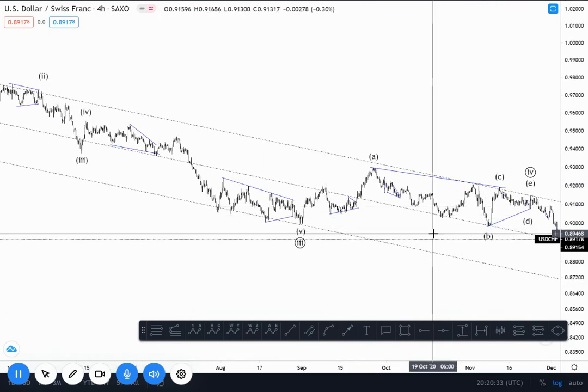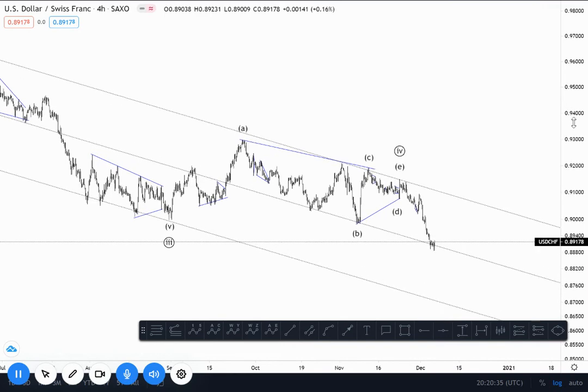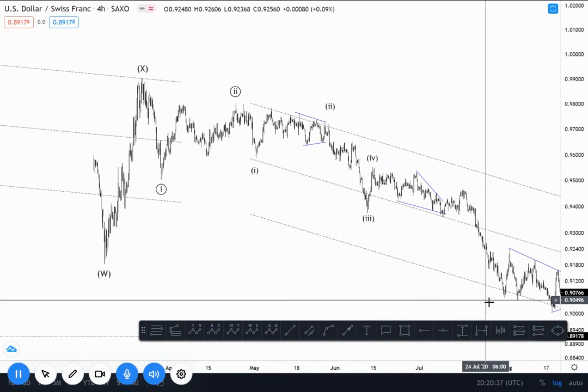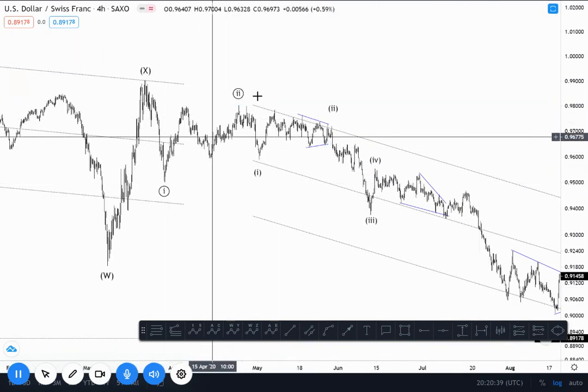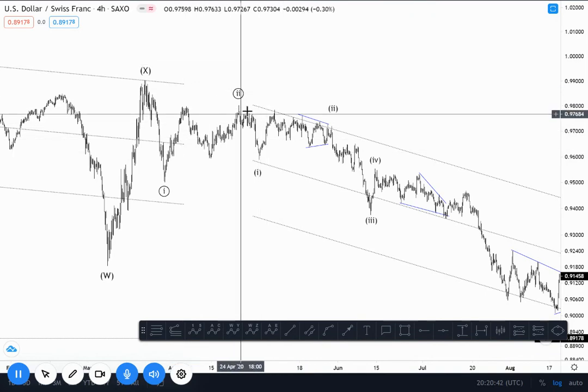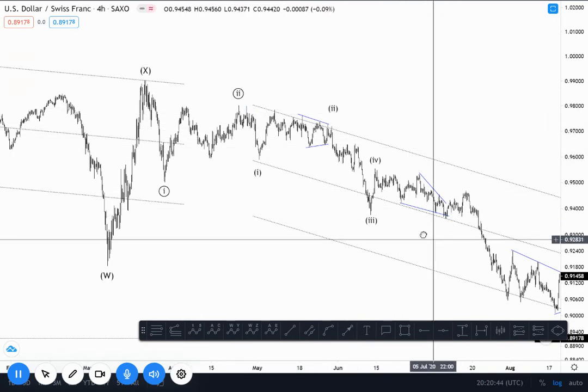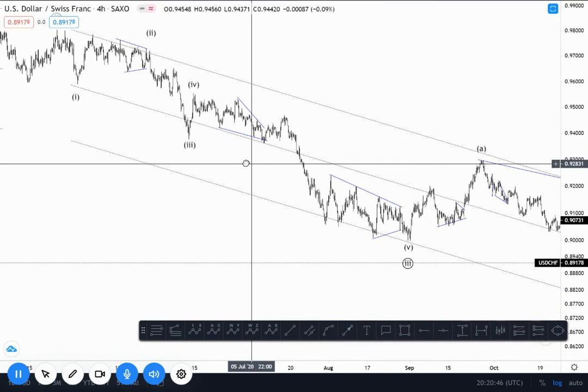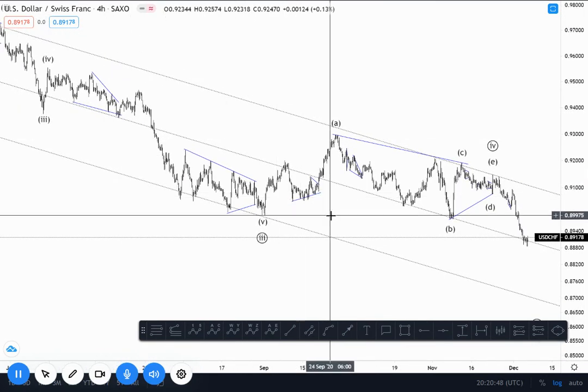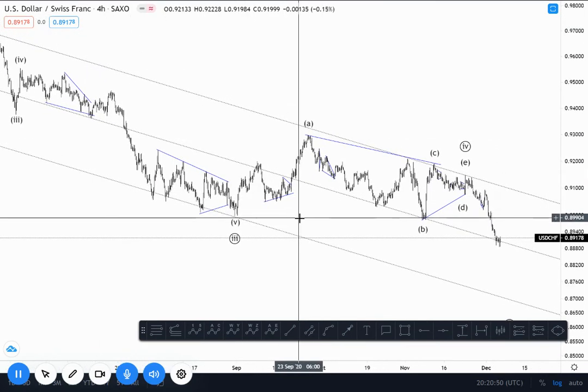Now, of course, we have this fourth wave triangle. Now, with the pattern of alternation, as you can see, if we scroll back up, the first pattern here was a zigzag. Of course, you then have this, it subdivides. And then the next pattern here we have is a triangle, right? So it's clear to see that a triangle has formed here.